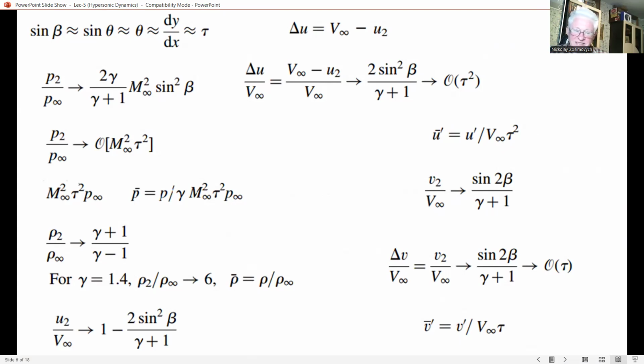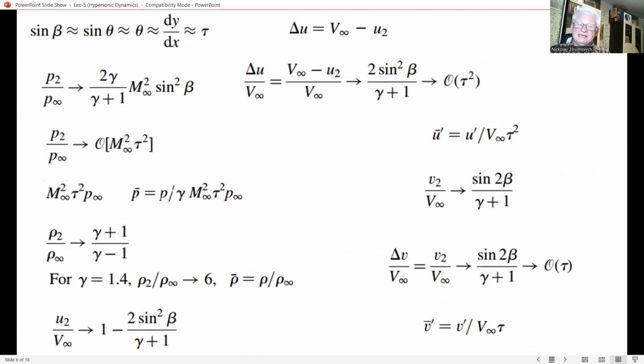Now, finally, consider our next equation repeated here in this form. v2 over v infinity gives us the expression sine 2 beta divided by gamma plus 1. And the expression delta v to v infinity, which will be as v2 to v infinity, gives us sine 2 beta over gamma plus 1, or we may write it as order of tau. And this implies that the non-dimensional perturbation velocity v average stretch ought to be v stretch over v infinity times tau, which is on the order of magnitude of 1.